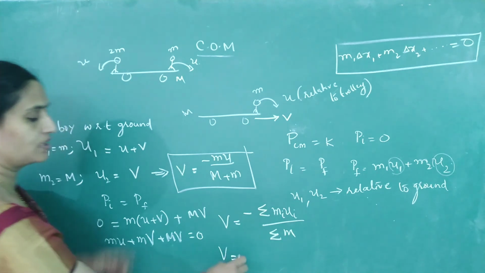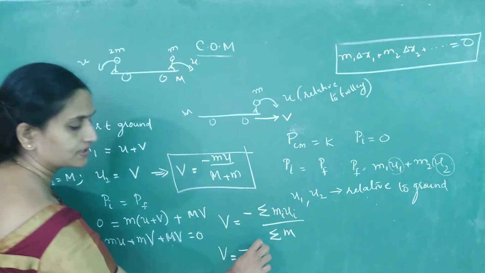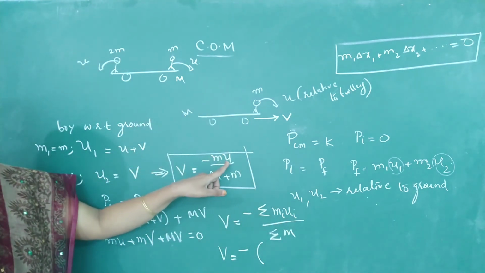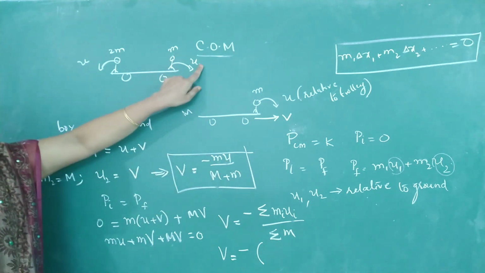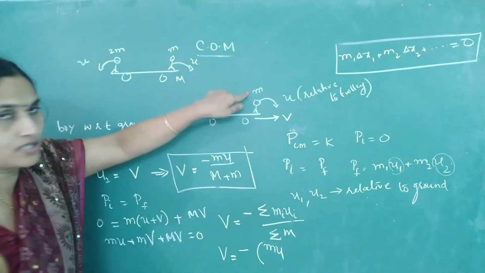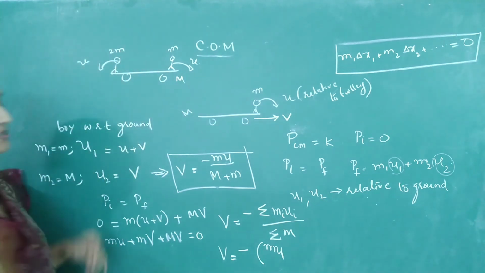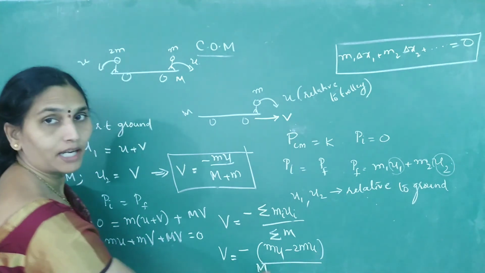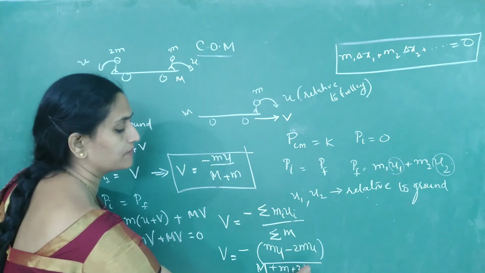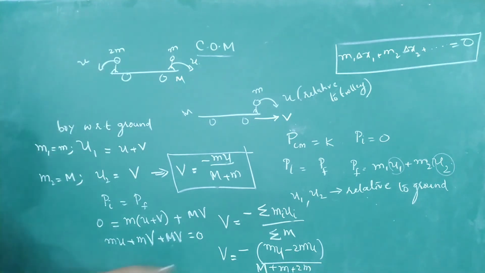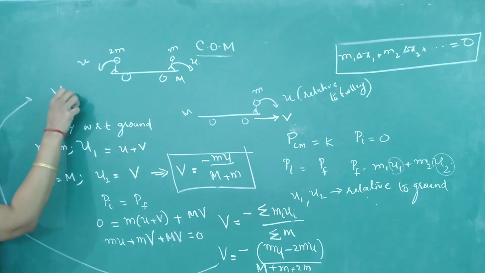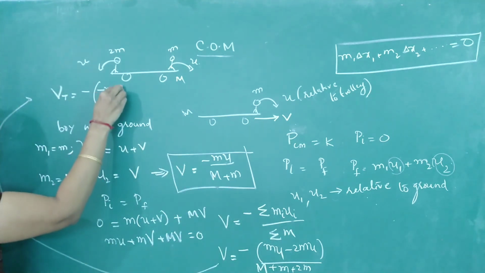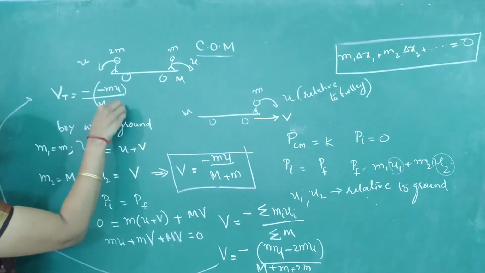Tell me what should be the velocity of the trolley for this situation? Minus of sigma mi ui. All these speeds are related to the trolley itself, because we have got here mu relative to trolley. M into u, this is forward, positive. 2m into u, but opposite. So minus 2mu, divided by sum of the masses, capital M plus small m plus 2m. Now what would your answer be for this question? Velocity of trolley will be minus of (mu minus 2mu), which is minus of minus mu, by capital M plus 3m.